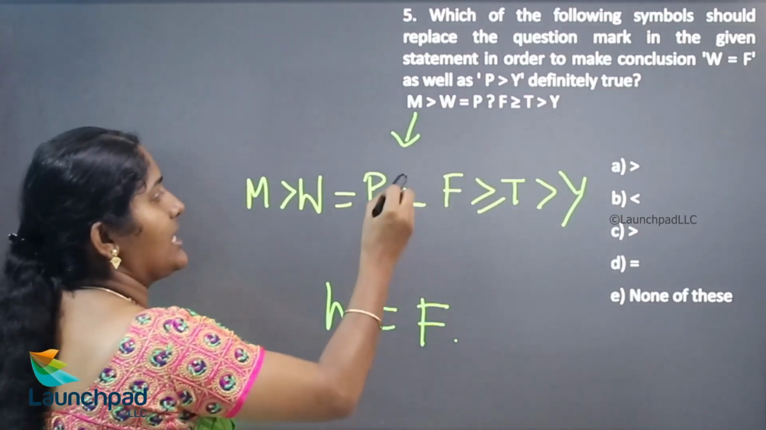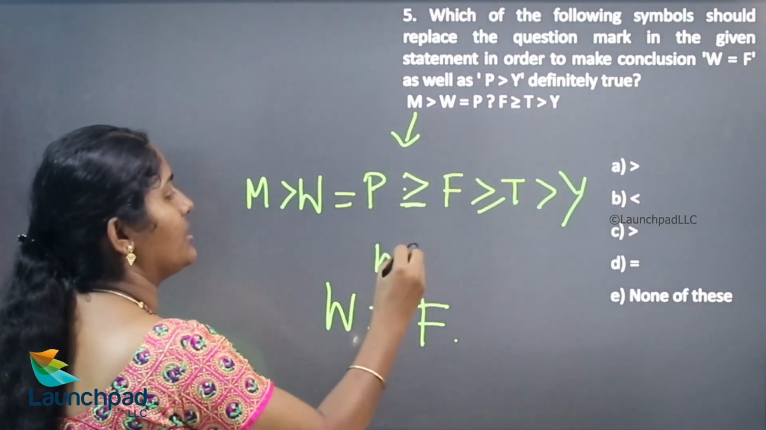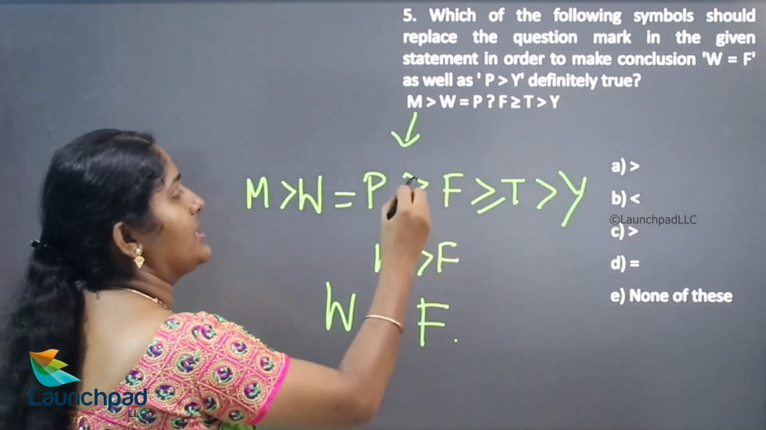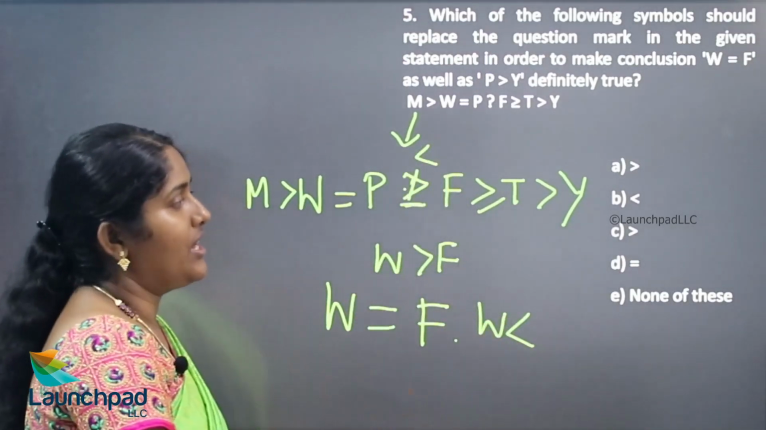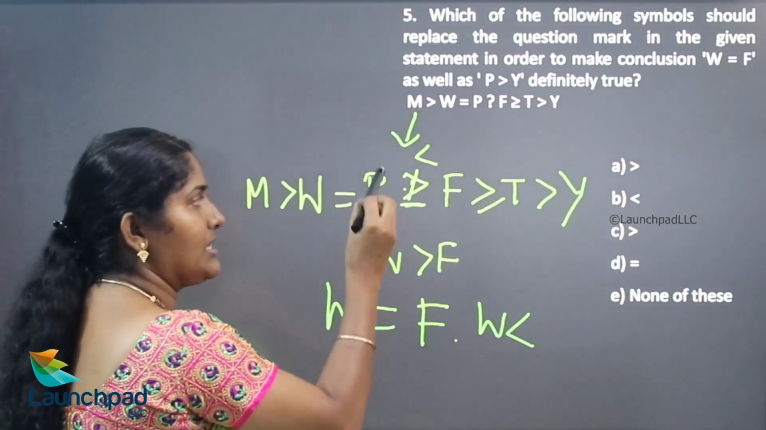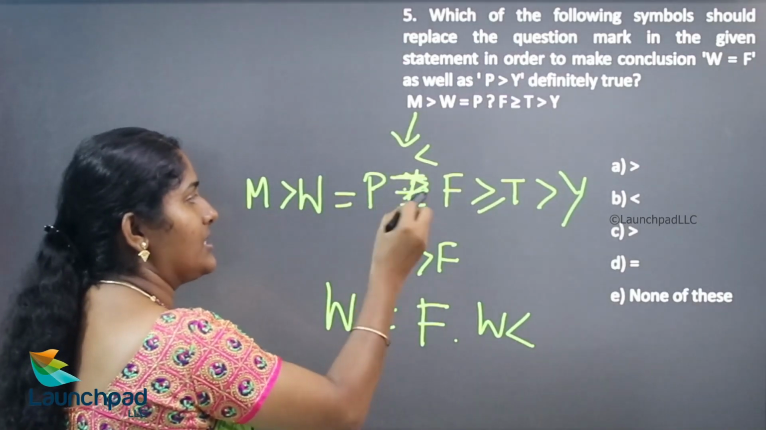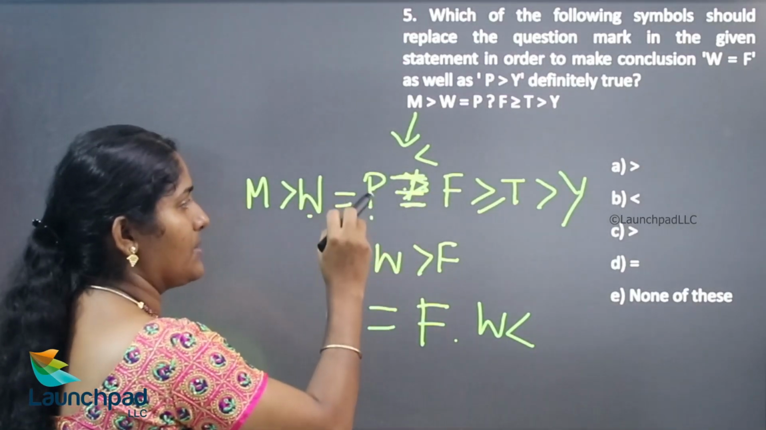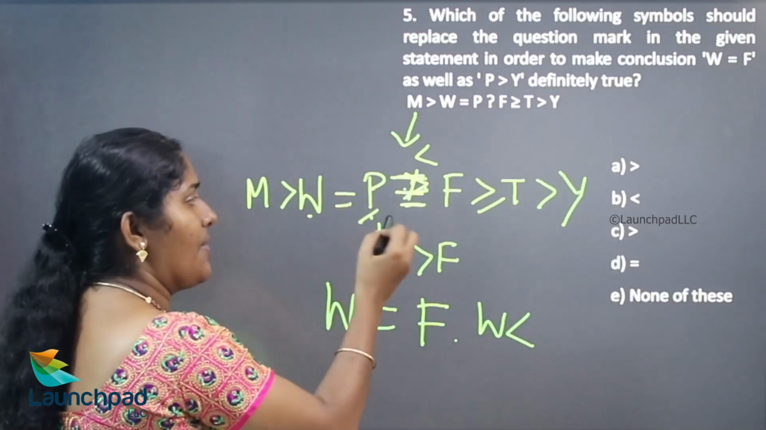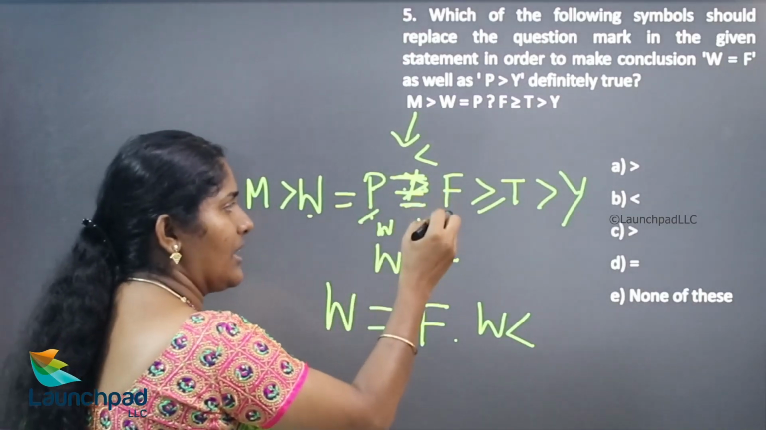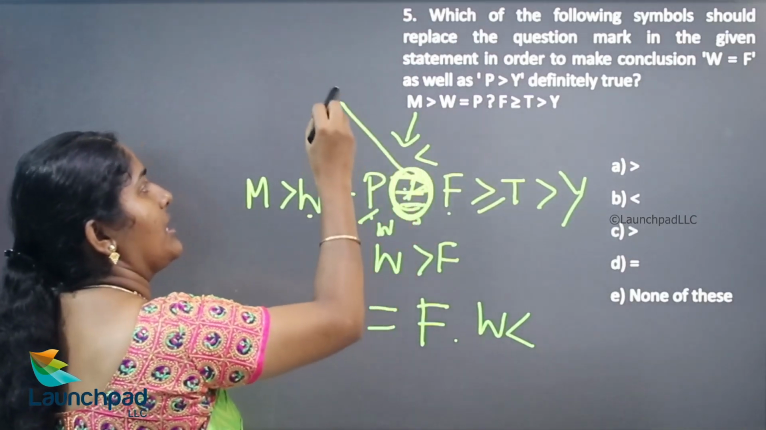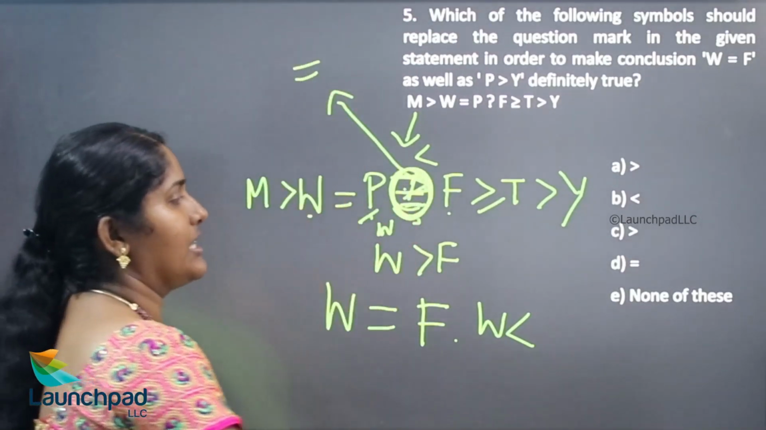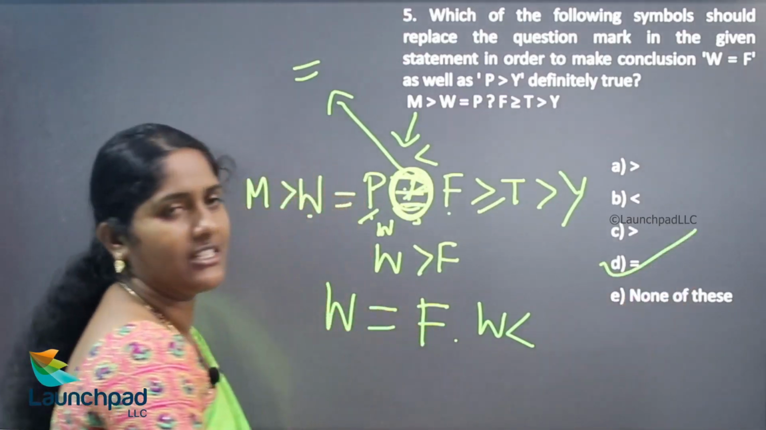So, if I take greater than, it means W is greater than F. If I take less than, it means W is less than F. If I give the equal symbol here, it means W is equal to P, and here I can use W. Now, W is equal to F. The only chance is replacing this question mark with the equal symbol. Hence, option D is the correct answer.